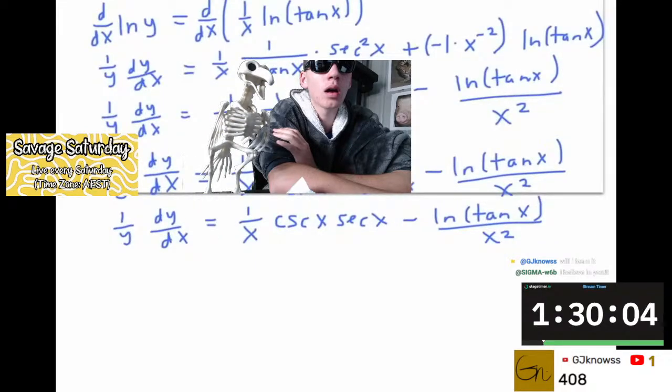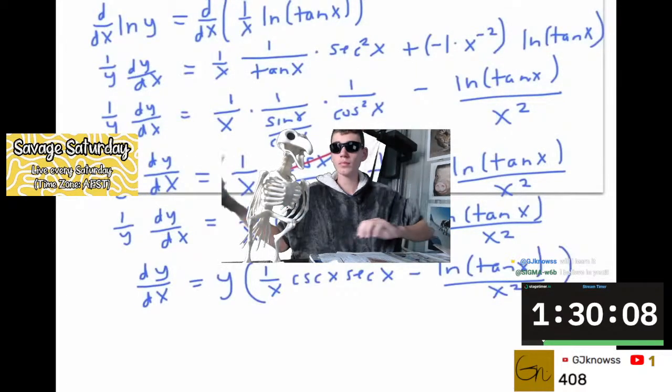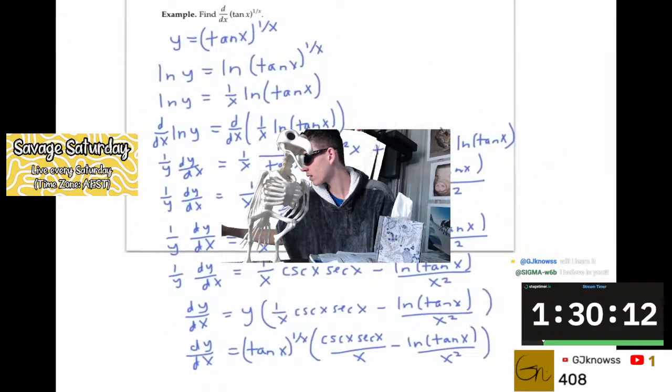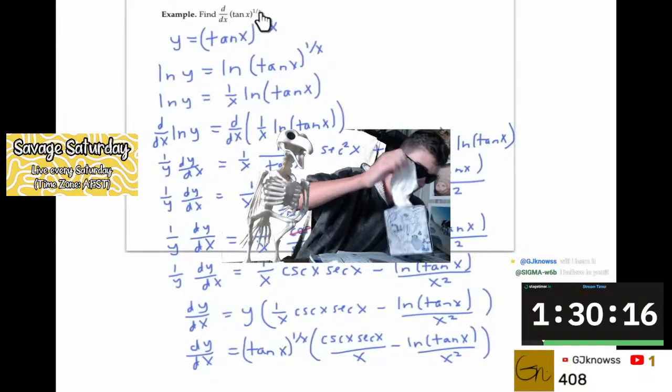I still have to solve for dy/dx, so multiplying both sides by y, I get the following. And since y was equal to tan x to the 1 over x, I can rewrite everything in terms of x. The technique of logarithmic differentiation is most useful when taking the derivative of an expression that has a variable in both the base and the exponent, like in this example.